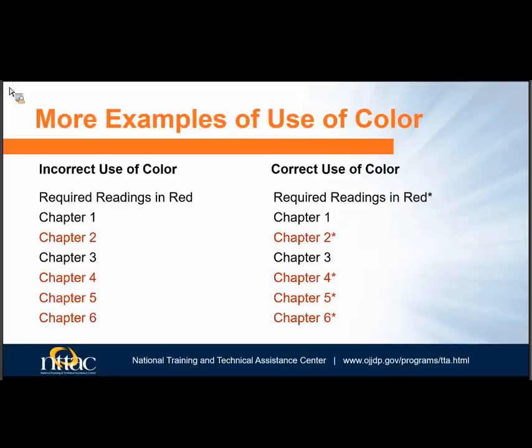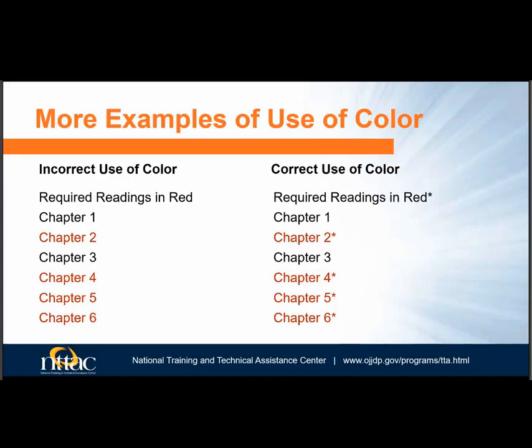A green check mark. In the example on the left, the required readings are only identified by color red, whereas on the right, an asterisk has been added to identify required chapters. Asterisks are often used when indicating required form fields.